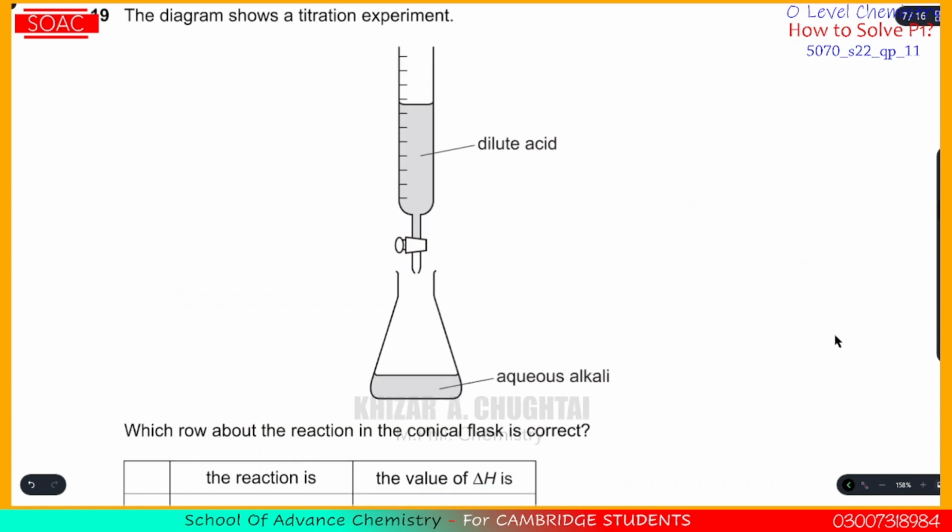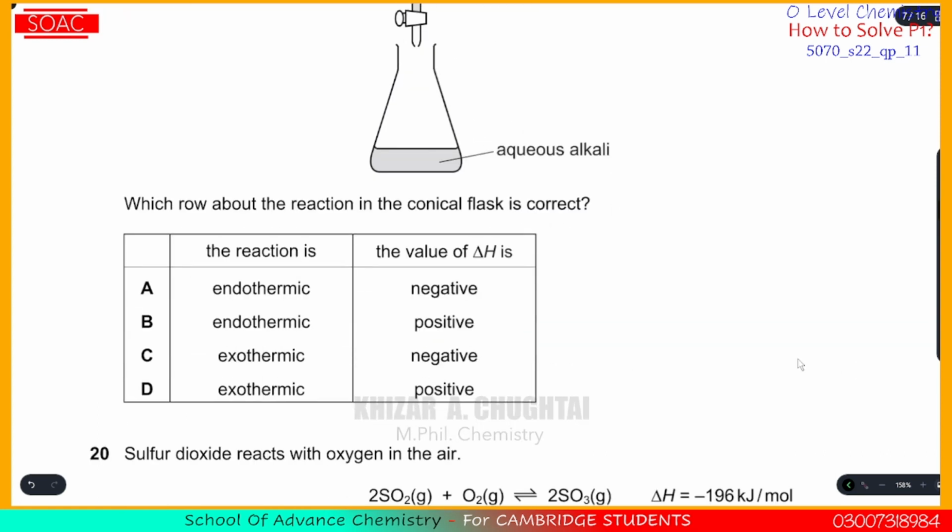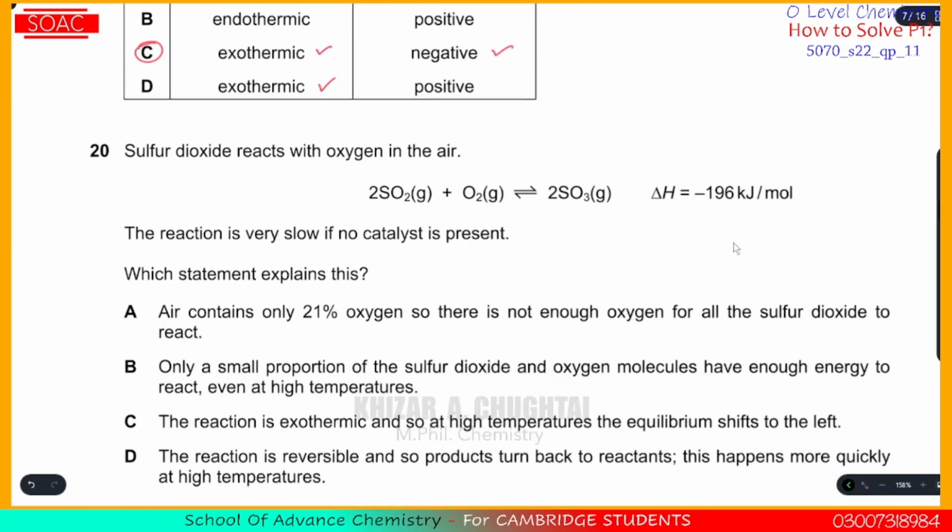Question number 19. The diagram shows a titration experiment. Dilute acid is kept in the burette and aqueous alkali is kept in the flask. Which row about the reaction in the conical flask is correct? The reaction is exothermic. All neutralization reactions are exothermic. So either C or D may be the correct one. If it is exothermic, then definitely the delta H will be negative. So C is the correct option.